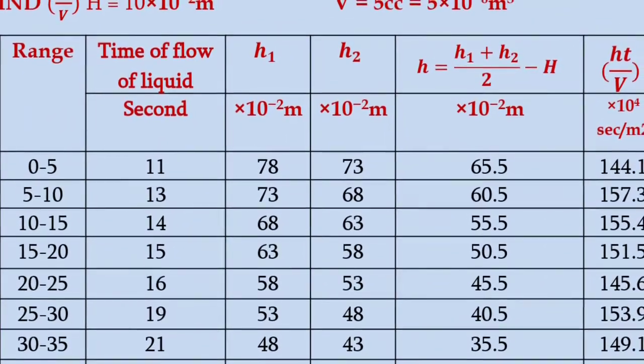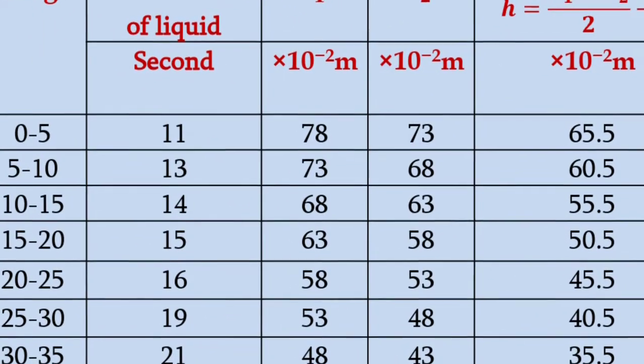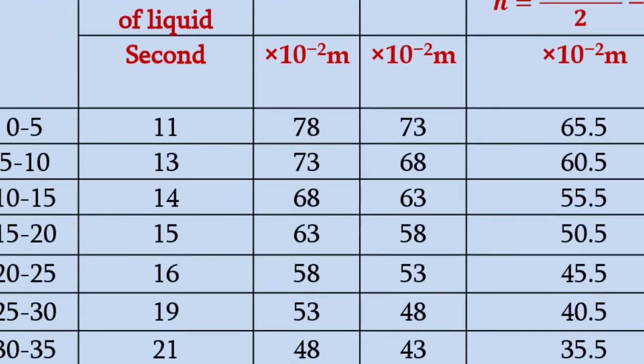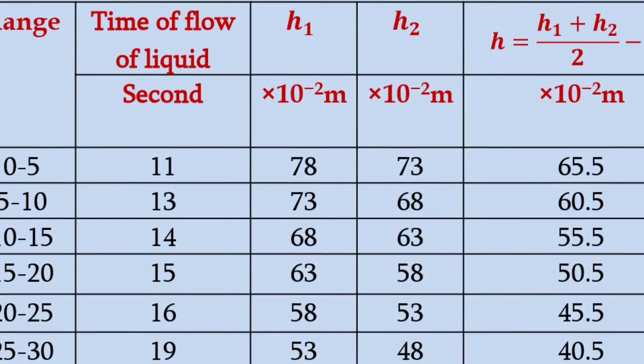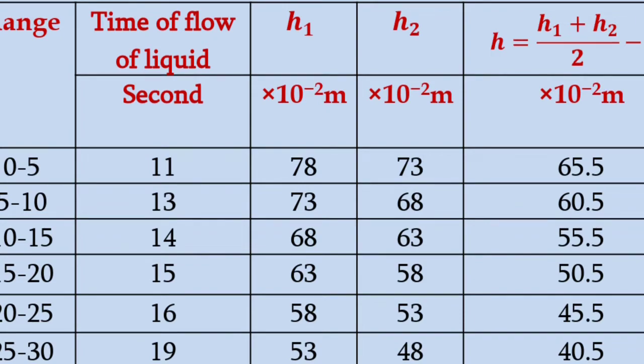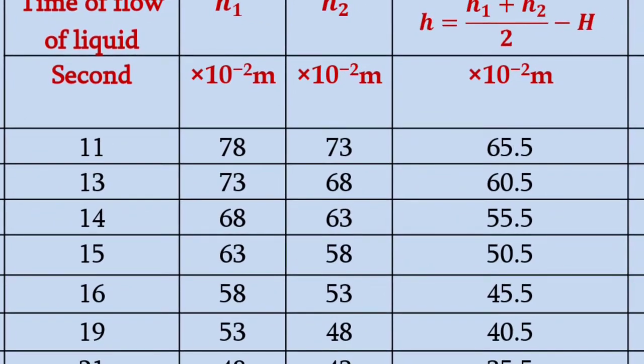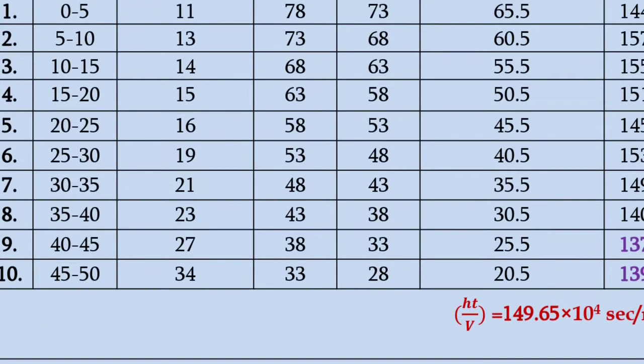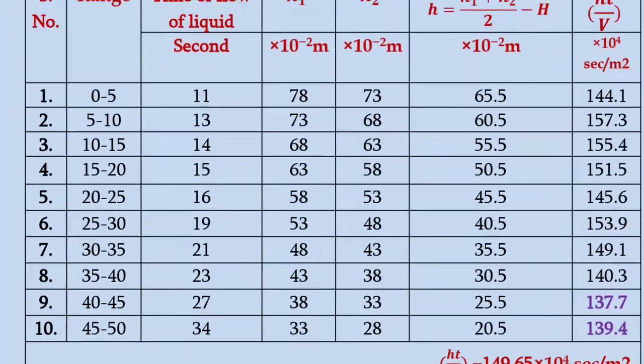For the next set of readings, for 5 to 10, H1 is 73 and H2 is 68. So 73 plus 68 divided by 2 will give 70.5, and the capital H here is 10, so you get 60.5. In the same way, we can calculate till the range of 45 to 50. For the range of 45 to 50, H is 20.5.